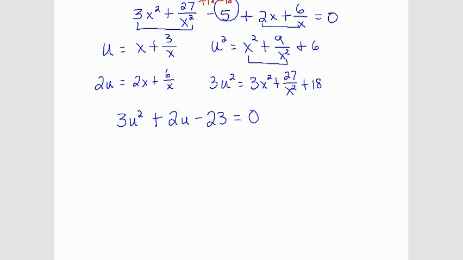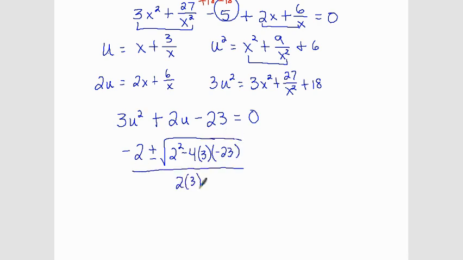Then we can either factor if we have the opportunity, or we'll use the quadratic formula. This one, we're probably going to have to use the quadratic formula, so I'm just going to go ahead and use that. Negative 2 plus or minus the square root of 2 squared minus 4 times 3 times negative 23, all over 2 times 3. So I got the negative 2 plus or minus, we get 4 out of here, and then 4 times 3 is 12.